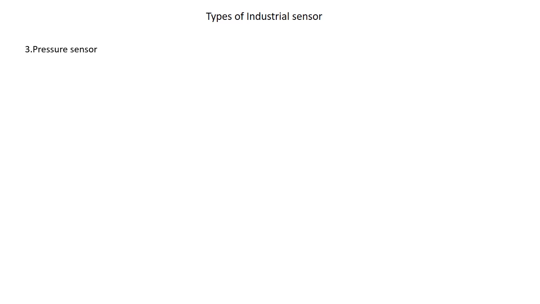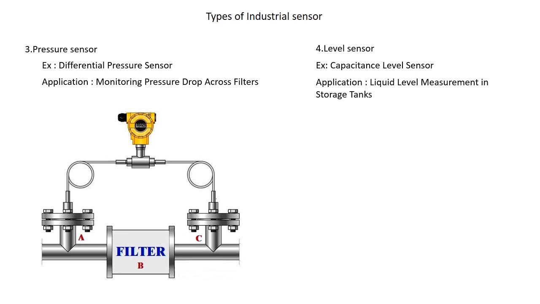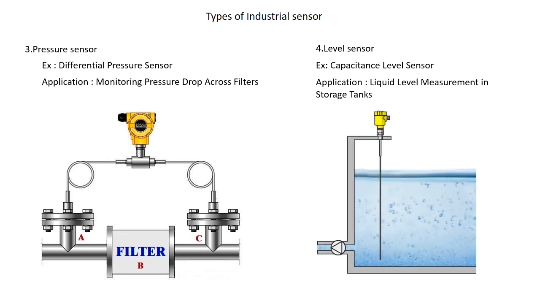Number 3. Pressure sensor. Example: differential pressure sensor. Differential pressure sensors measure the pressure drop across filters in systems like air, water, or hydraulic filters, helping to determine when maintenance or replacement is needed. Number 4. Level sensor. Example: capacitance level sensor. Capacitance level sensors measure liquid levels in storage tanks, monitoring and controlling the levels of various chemicals to prevent overflow or running dry.